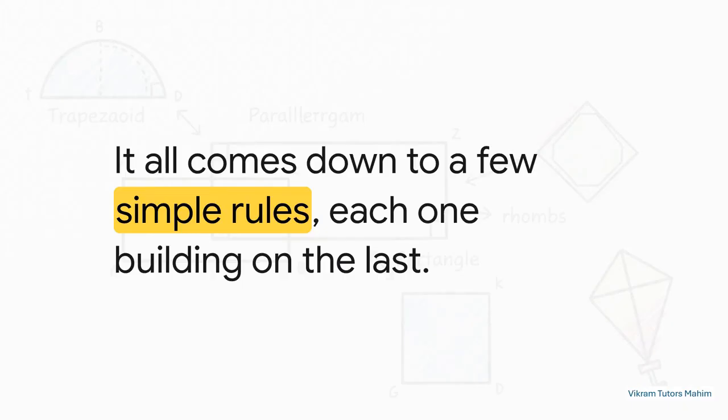Well, the answer is actually pretty elegant. It's not just one thing. It's kind of like a beautiful family tree of rules, where each one builds on the last. And that's what we're going to do today. We're going to build these shapes together, right from the very beginning, one simple rule at a time.